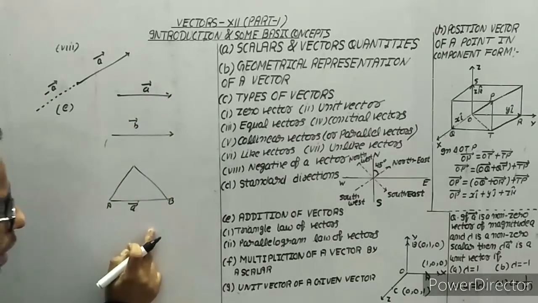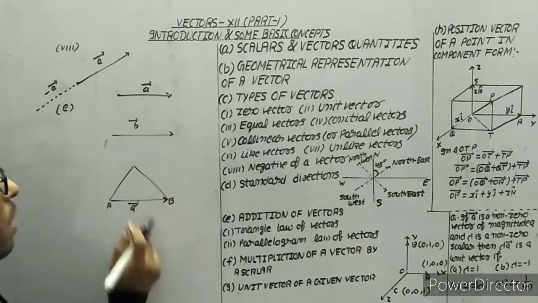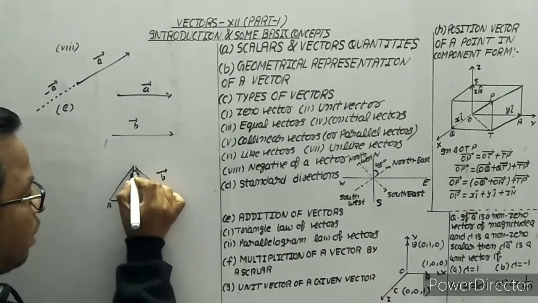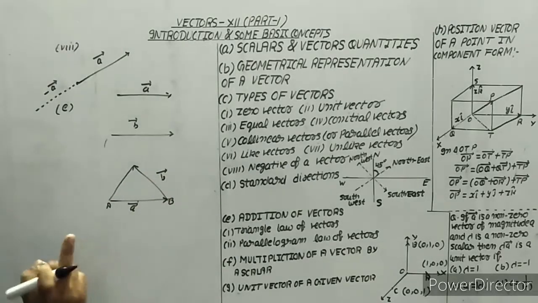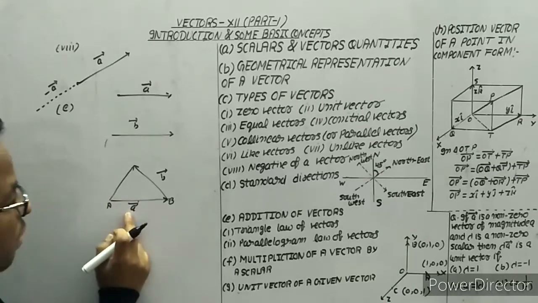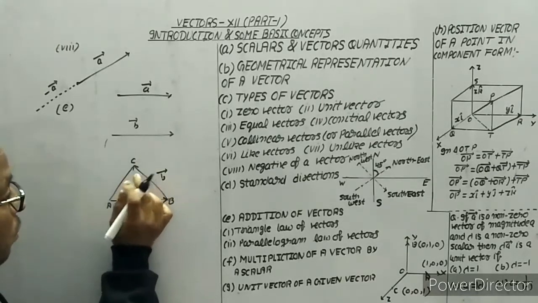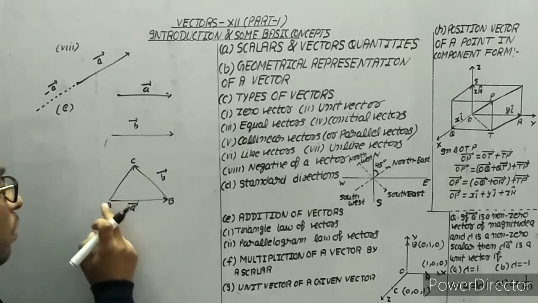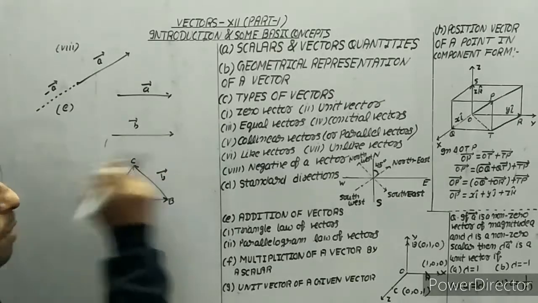So this is the vector A directed from A to B. This is the vector B directed from B to C. Then we can say that the sum of these two vectors is given by the third line, opposite to the direction of this A and B.